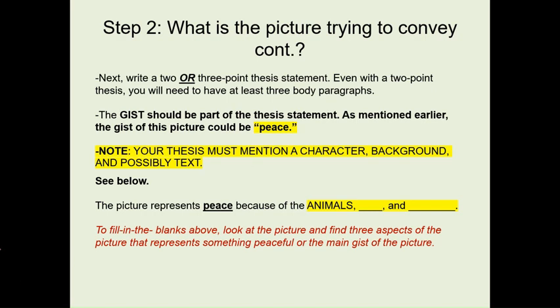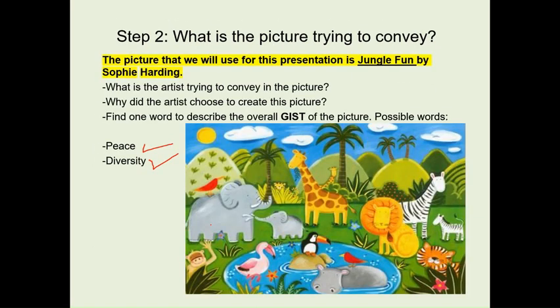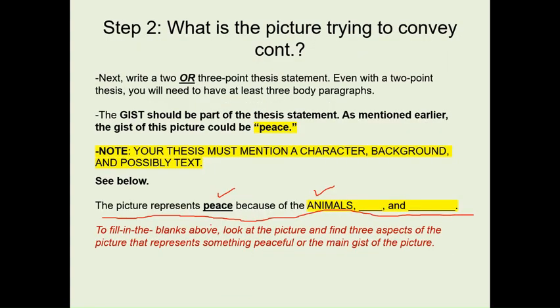So, this is how you write. Look at this very carefully. This is how you write a descriptive thesis statement. So you start off with: the picture represents what? The gist of the picture, peace, because of the animals. And in this case, I would say the setting, right? So right here, you would add the setting.